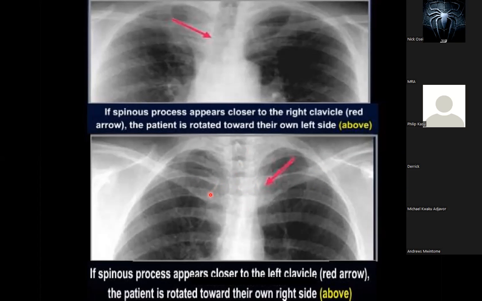Look at the medial end of this clavicle, look at the spinous process in the middle here, and then the end of the other clavicle. And you can realize an obvious detail that this clavicle is too big. If this is the left, then it means that the person is rotated to the right.